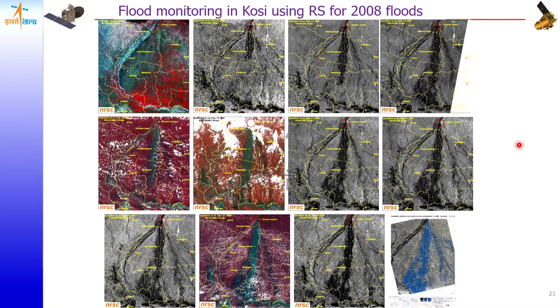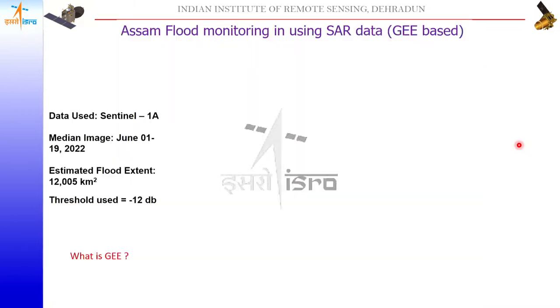This is one more example for the 2008 Bihar floods, where there was a breach of the barrage at the Indo-Nepal border, and the Kosi River followed its historical flow path, coming directly from the north to the south direction instead of moving in the westward direction.